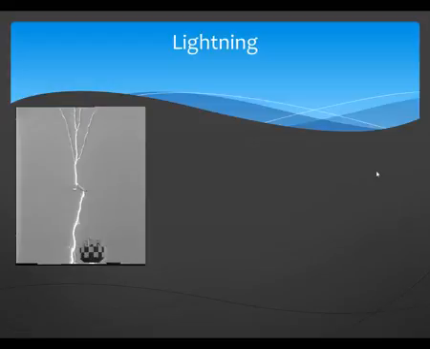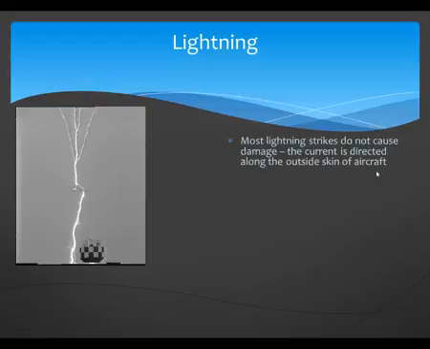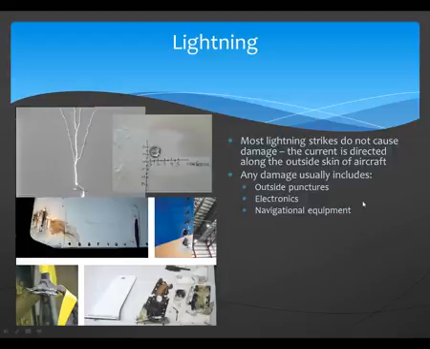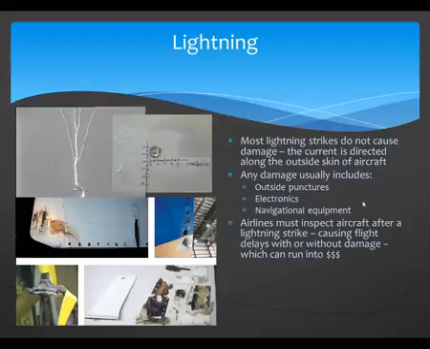The next hazard we want to talk about is lightning, and it's important to note that most lightning strikes do not cause damage. The current is generally directed along the outside skin of the aircraft. Any damage you get from lightning usually is limited to outside punctures, electronics, maybe damage to the navigational equipment. But one of the important points to stress about lightning is that airlines have to inspect aircraft after a lightning strike. This can cause flight delays with or without damage, which can run into money for the airlines.